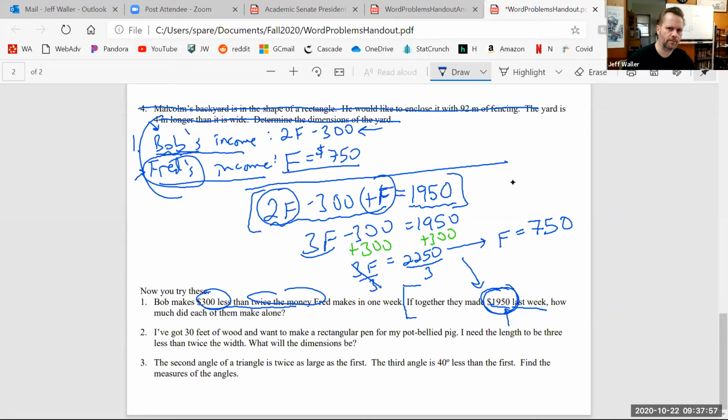And then how about Bob? $450. 750, 450. No, not 450. So he's going to make twice. 1,200. Yeah. So Bob makes twice Fred minus 300. That's 1,500 minus 300, which is $1,200. Is that all right? I mean, once I know F, Bob builds on that. Do you guys see that? Once I know F, Bob is twice that minus 300. So then I can figure out what he is.